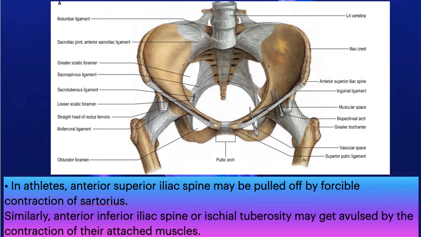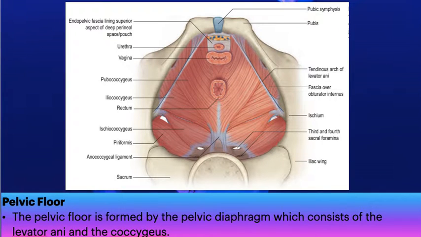In athletes, the anterior superior iliac spine may be pulled off by forcible contraction of the sartorius. Similarly, the anterior inferior iliac spine or the ischial tuberosities may be avulsed by the contraction of the attached muscles. Okay, now coming to an important point, which is the pelvic floor.